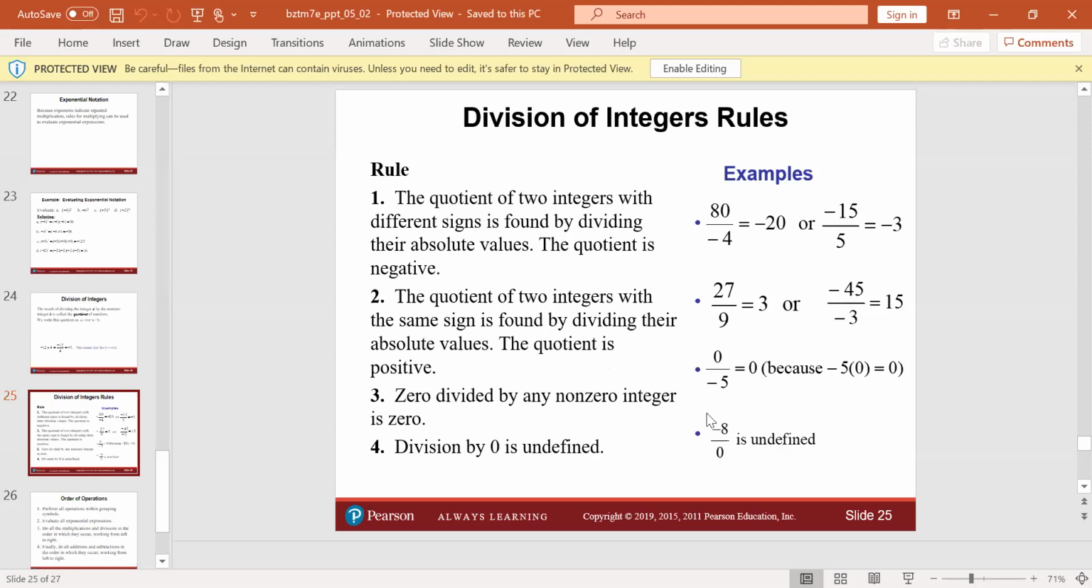Look here, -8 divided by 0 is undefined. When I say undefined, I don't mean the answer is 0. I mean there is not an answer. There's no number that you can apply here that is going to satisfy that. So now, let's look back at the whiteboard.